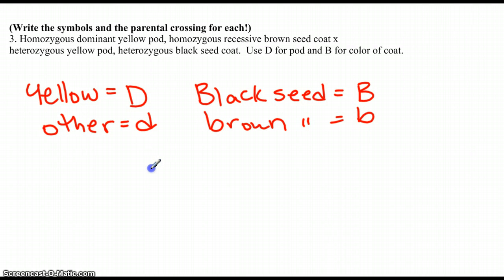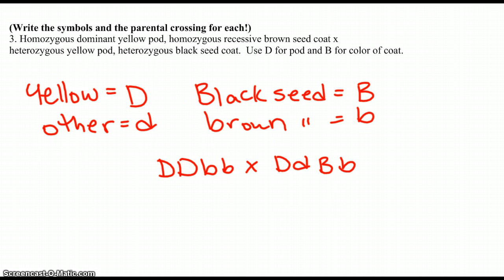Homozygous dominant yellow, so 2 big D's. Homozygous recessive brown, 2 little b's. My second parent, heterozygous yellow, so big D, little d. Heterozygous black seed coat, so big B, little b. Okay, so hopefully you feel comfortable now writing the symbols and the parents.